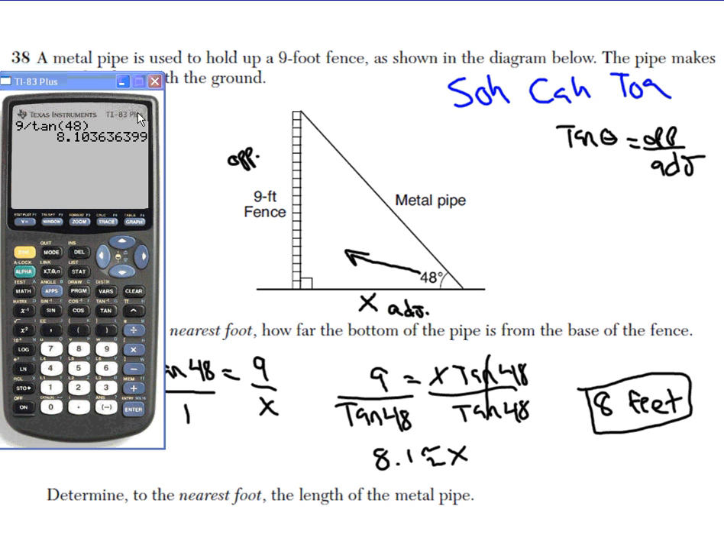Okay, now, determine to the nearest foot the length of the metal pipe. So I'm going to go ahead and label this y. Now, I had alluded to this earlier. The metal pipe, or y, as I just labeled it, is considered the hypotenuse. Hypotenuse is the side that's across from the right angle. So, which one of these trigonometric ratios can I use? Well, I can use either sine or cosine, because since I know what this side is, I know this side here is 8 now.